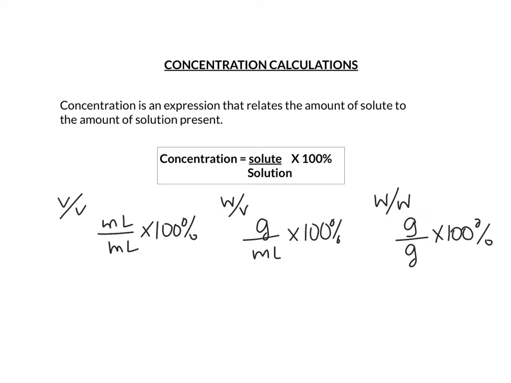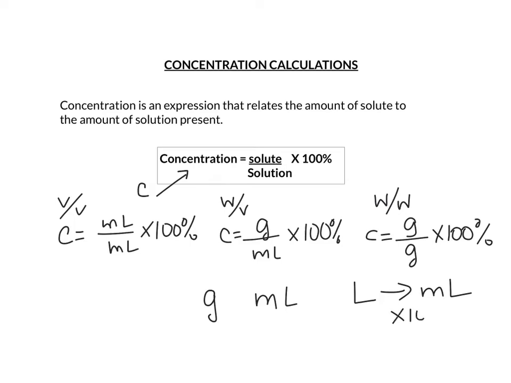Now, we can replace the word concentration with a lowercase c. So c is equal to your milliliters of your solute over milliliters of your solution. And the units for a percent concentration are grams and milliliters, never liters. So if you're given a question that has liters in it, you have to convert to milliliters. And to do that, you're going to multiply by 1,000.